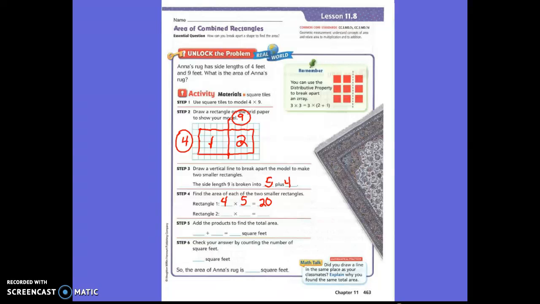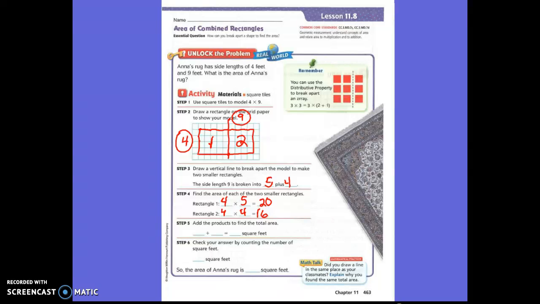Now let's do rectangle 2. What is the length for rectangle 2? 4. What is the width for rectangle 2? 4. What is 4 times 4? 16. Okay, now we have the area for 1 and 2.